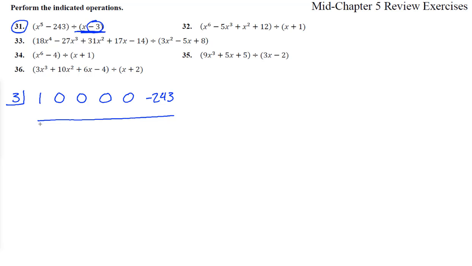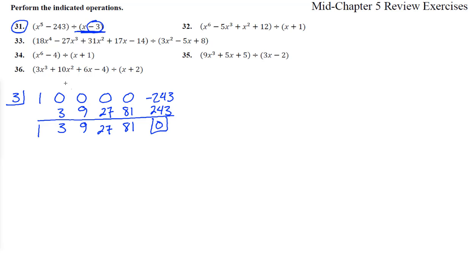So 1 plus 0 is 1. 3 times 1 is 3. 0 plus 3 is 3. 3 times 3 is 9. 0 plus 9 is 9. 3 times 9 is 27. 0 plus 27 is 27. 3 times 27 is 81. 0 plus 81 is 81. 3 times 81 is 243. And negative 243 plus 243 is 0.